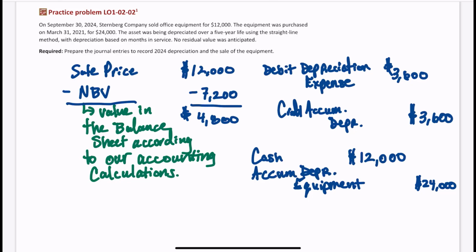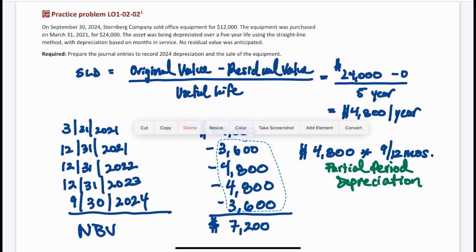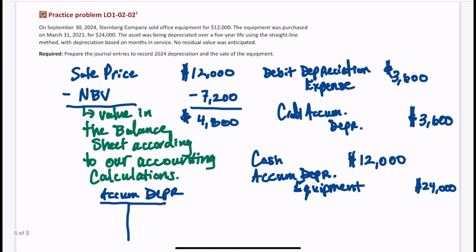right? Because accumulated depreciation is a credit account. It's a contra asset account. So to remove it from our balance sheet, we have to do the reverse of what it is. To zero it out, if it's a credit number, we have to do a debit, right? It goes back to these T accounts. So if we think about accumulated depreciation, we put each of these amounts, 3,600, the 4,800, the 4,800, and 3,600, into this T account.